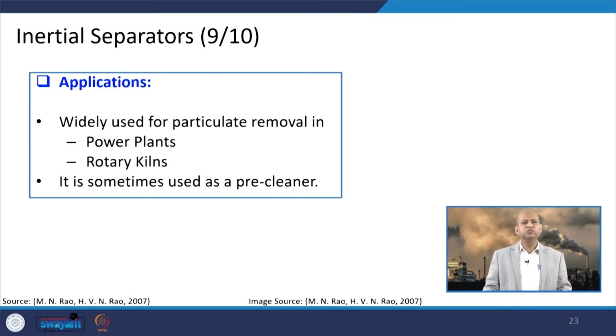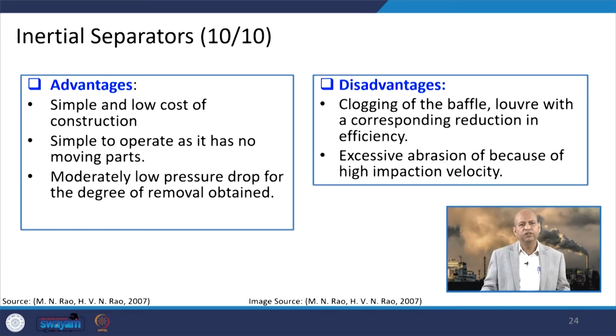Then the applications of these inertial separators are wide. They can be applied to particulate matter removal in power plants or rotary kilns, or sometimes used as a pre-cleaner, as settling chambers are also used. So, these are devices which can be used as a pre-cleaner before better devices like ESP etc., which we will see next.